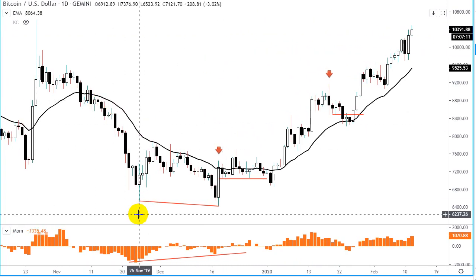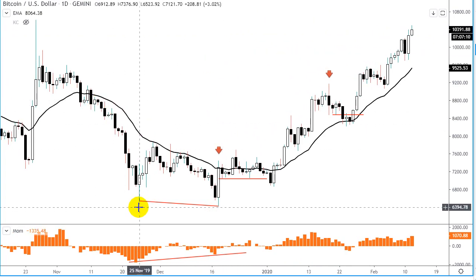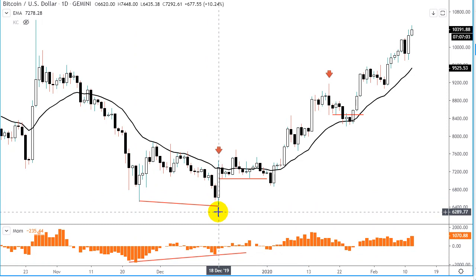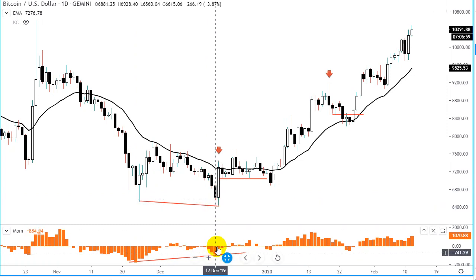Price is moving down. We put in this low here. We have a lower low in the momentum. We pull back into here. We put in a lower low in price, higher low in momentum.